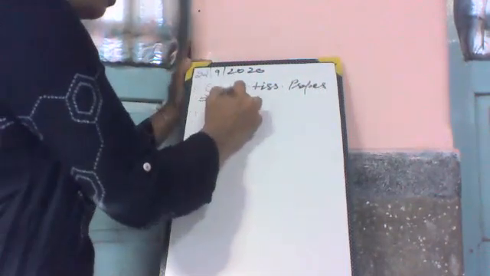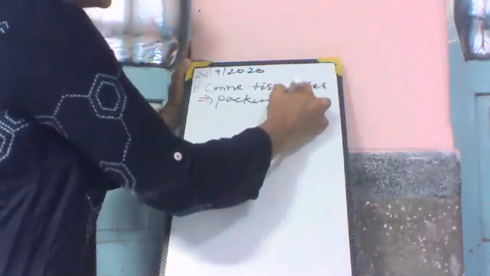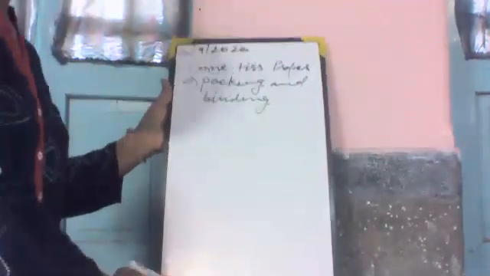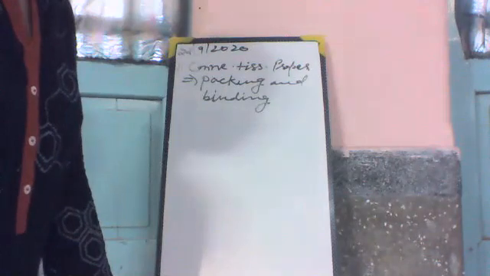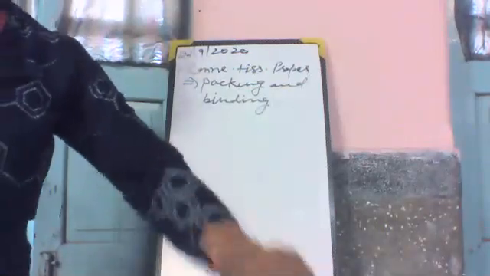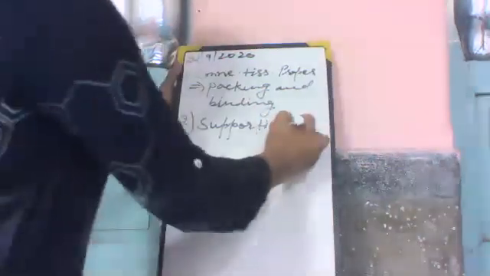It serves for the packing and binding of the organ. They perform the function of packing and binding. They bind the organ, they pack the organ. Then the next is supportive connective tissue. As the name suggests, supporting means they give support to the tissue.